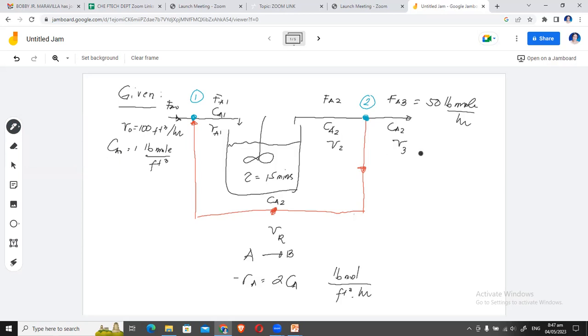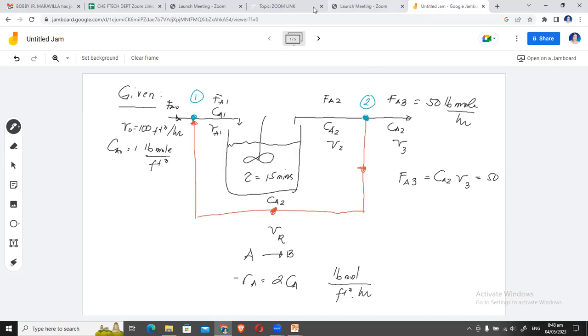Now, by the way, this 50 pound mole per hour of the final product removed, which is the unreacted part of A, can also be expressed in terms of the equivalent expression that we have when we start with ideal reactors. Molar feed rate is equal to concentration times volumetric flow rate. So we can have it written as that, then it tells us that the product of these two is 50 pound mole per hour.